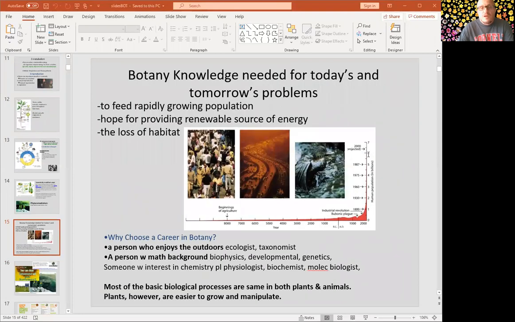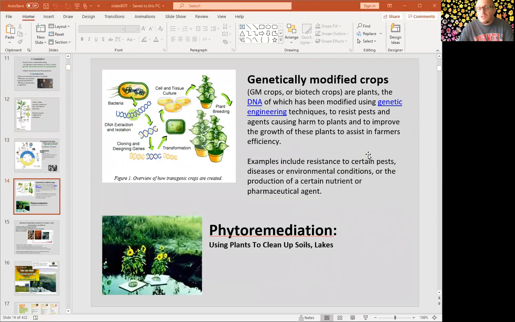Phytoremediation is basically using plants to clean up soils and lakes. There are certain specific plants, called hyperaccumulator plants. Like you see here, the sunflower is used to clean up this lake in this picture.